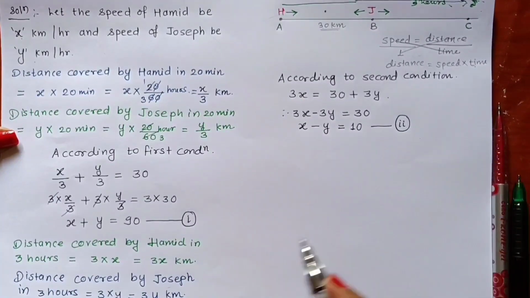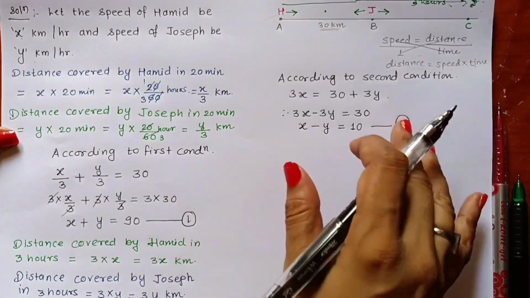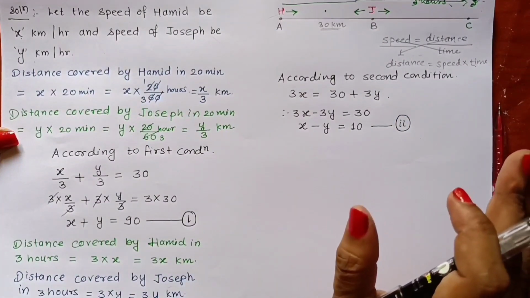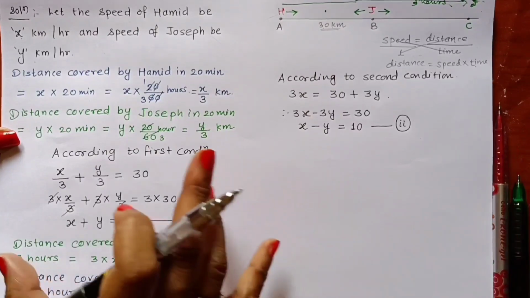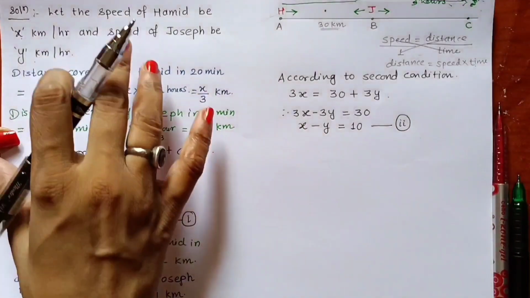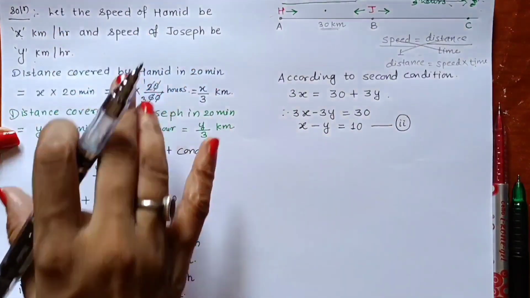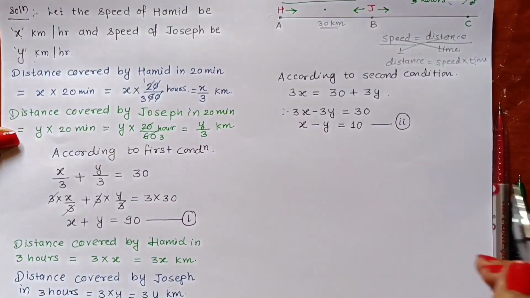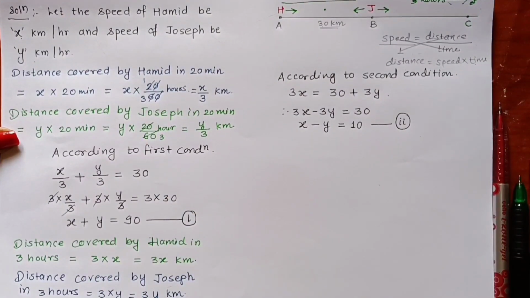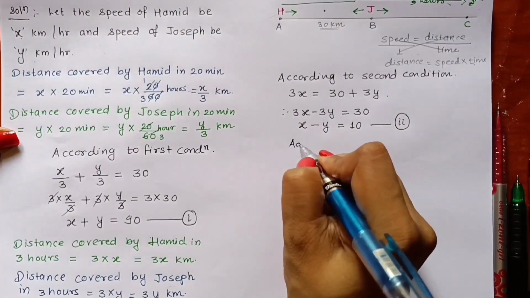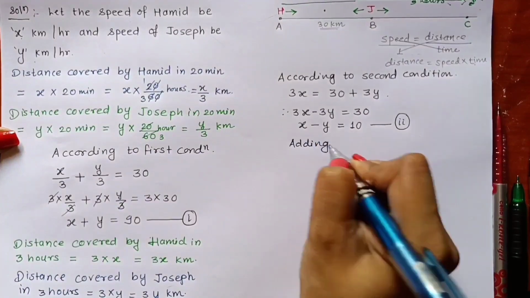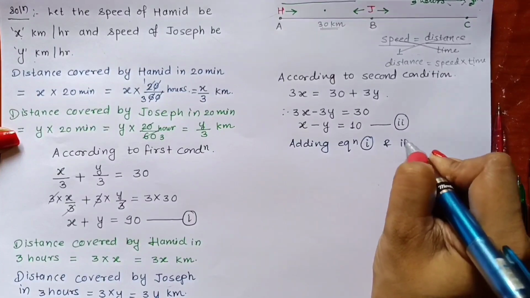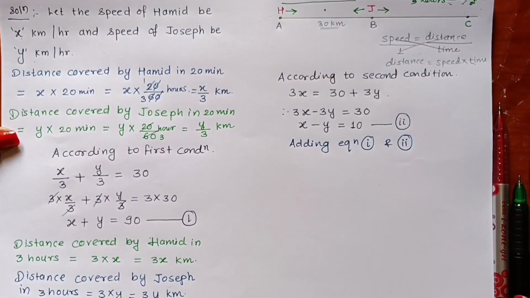Now let us observe equations 1 and 2. Very easy equations we are getting. The only important thing is to understand the question. And after understanding, you can form the equations very easily. Converting the mathematical statements into equations becomes very easy. So now we can add equations 1 and 2. Let us add them and get the answer.